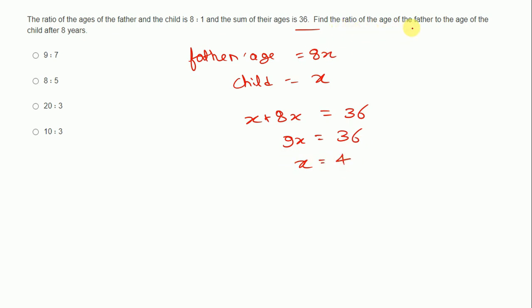Then find the ratio of the age of father to the age of child after 8 years. So the current age of father will be 8 into 4, equal to 32, and for the child it would be 4 itself. And after 8 years their ages will be plus 8 plus 8, that is 40 and 12, and we have to find the ratio. So here we can divide it by 4. It will be 10 and it would be 3. So the correct option here is 10:3.